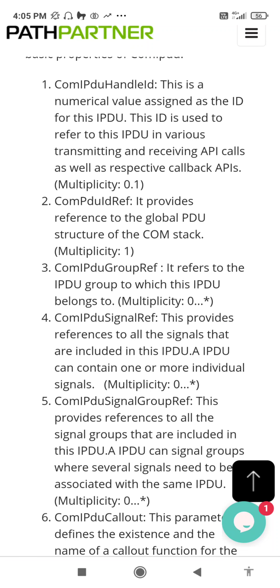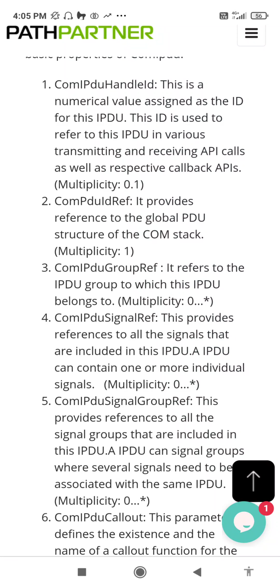Multiplicity 0..*. IPDU signal ref. This provides references to all the signals that are included in this IPDU. An IPDU can contain 1 or more individual signals. Multiplicity 0..*. IPDU signal group ref. This provides references to all the signal groups that are included in this IPDU. An IPDU can contain signal groups where several signals need to be associated with the same IPDU.